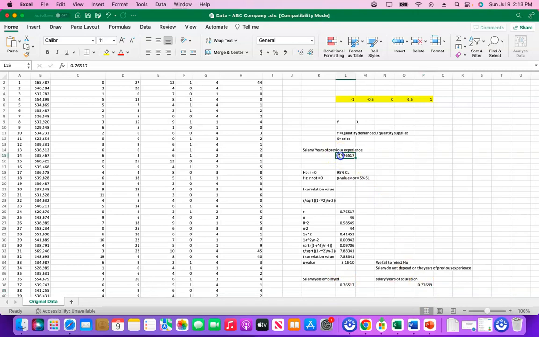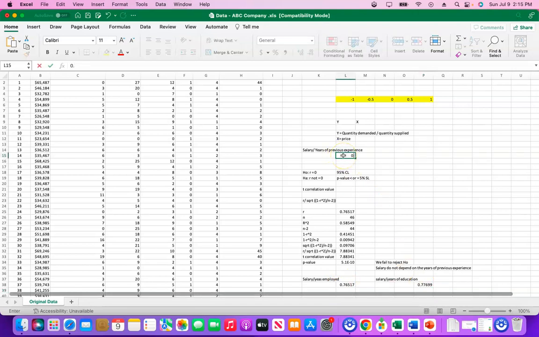Even if we change the value here, let's see, 0.77699, and if you enter, you can see the probability value is very small, showing that it is less than 5%, and therefore we can say that this correlation is significant.